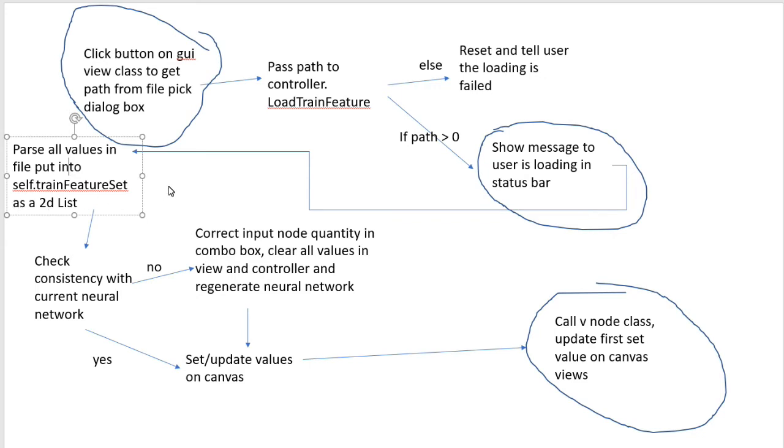Here we do another sanity check, comparing it with the neural network's first row. If they are consistent, then we proceed. If they are different, then we update the input node setting on the GUI and recreate the neural network. Finally, we replace the values in the input nodes in the view class with the first set of data, to demonstrate that the loading is successful. We broke the process into several small methods, which is easier to understand and debug.